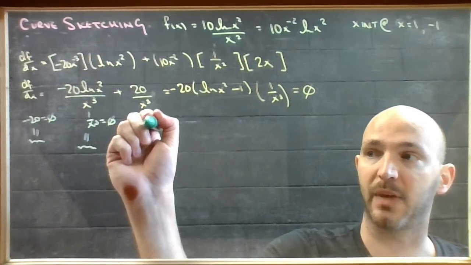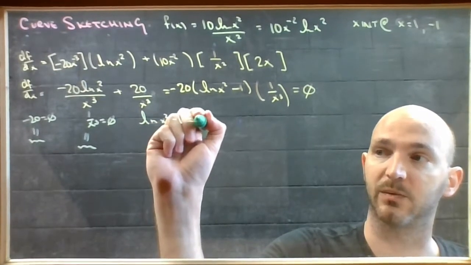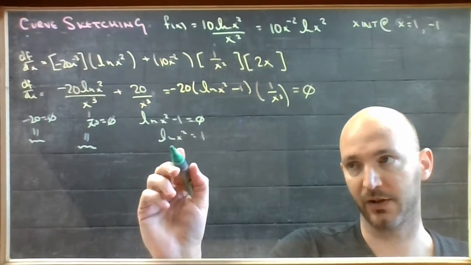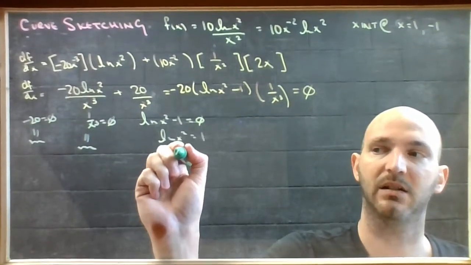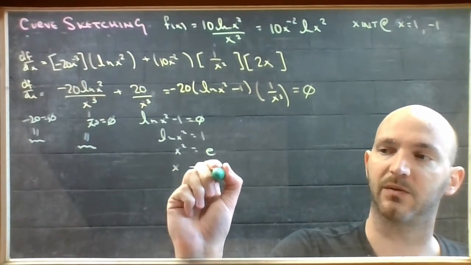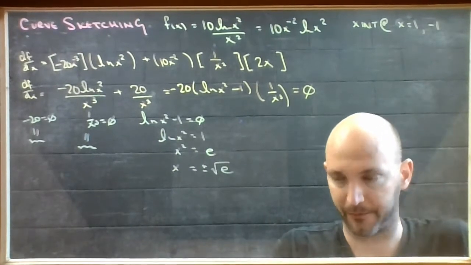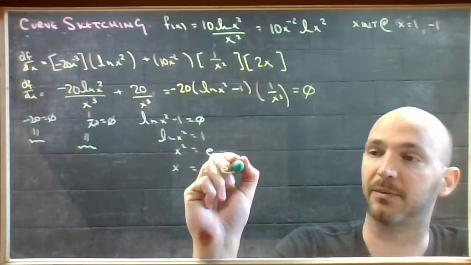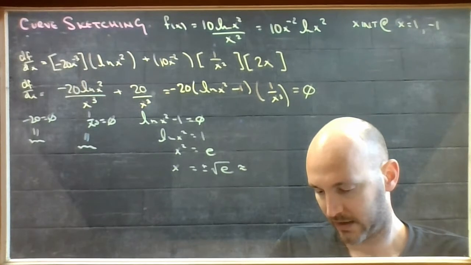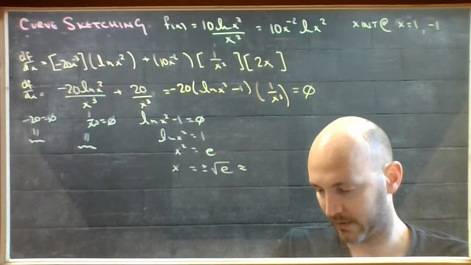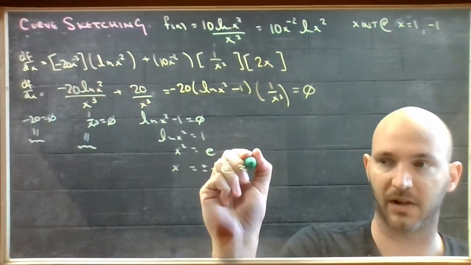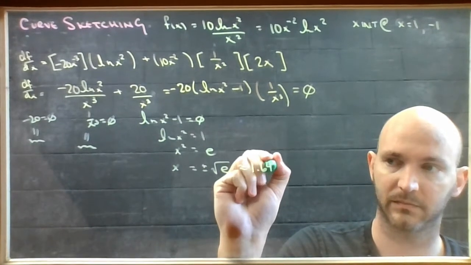Or this one that remains, the ln x squared minus 1 equals 0. Kick the 1 over. Undo ln by exponentiating base e. So e to the 1. So x will be the square root of plus or minus e. Alright, now I'm going to approximate that as a decimal so that we know where to plot it. The square root of e to the 1 gives me 1.649 approximately.